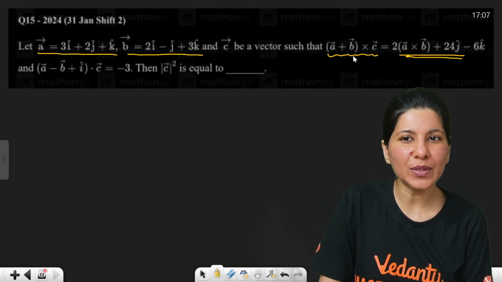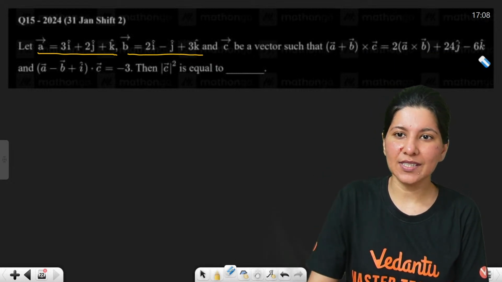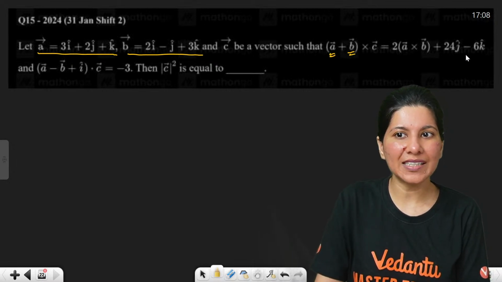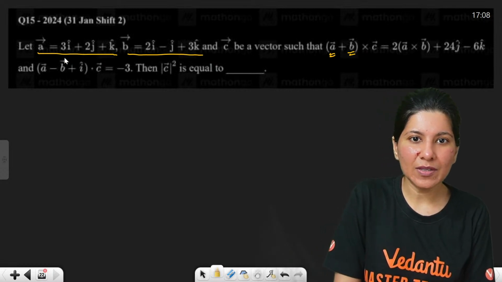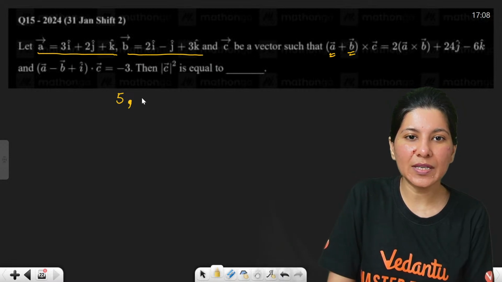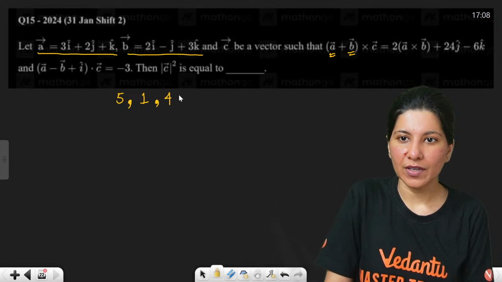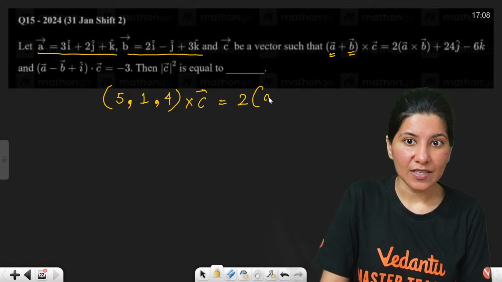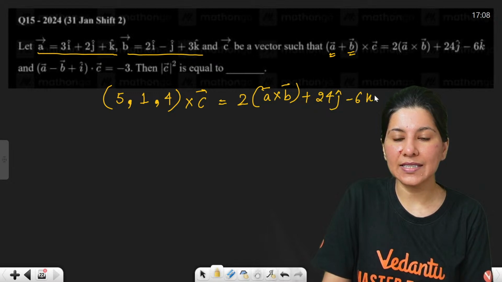So what I can do is, I am not able to understand this question honestly. But the least I can do is use A and B as much as possible in this big equation. This we all can do, right? So A plus B will be 3 plus 2, 5, comma, 2 minus 1, so plus 1, comma, 1 plus 3, 4, right? Cross C vector is equal to 2 A cross B.